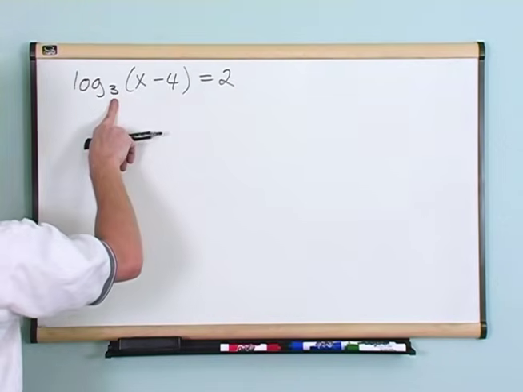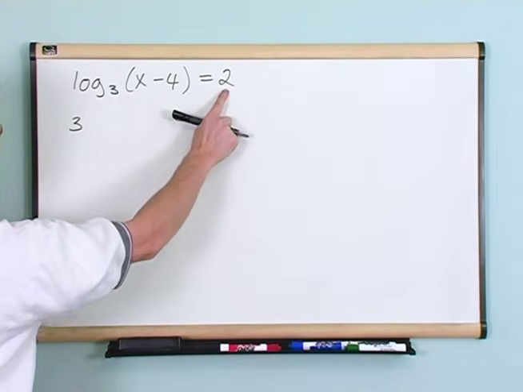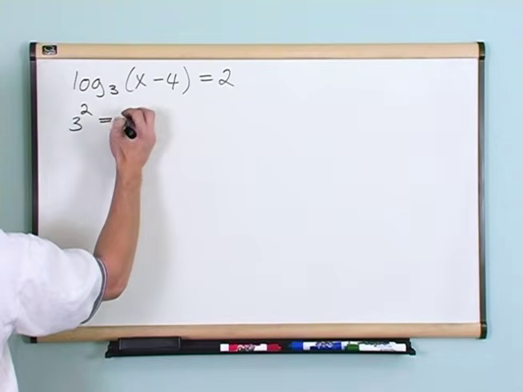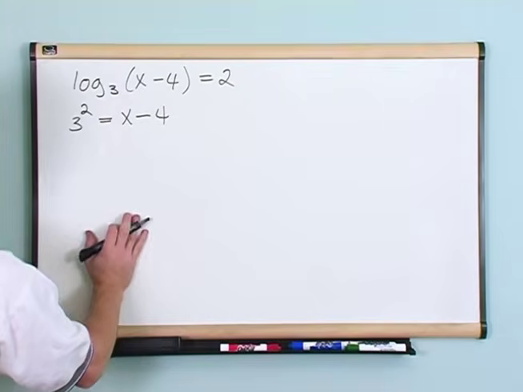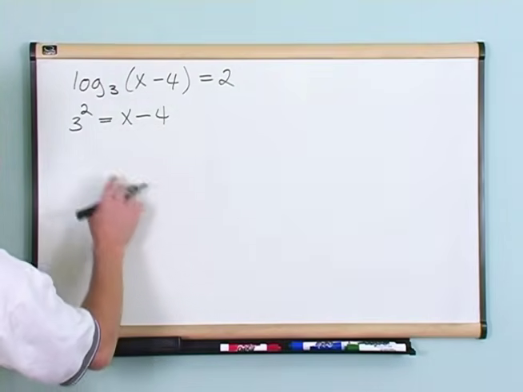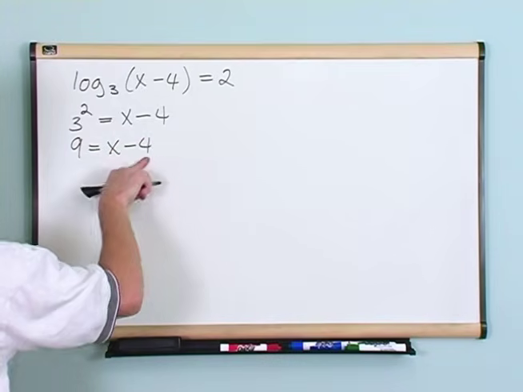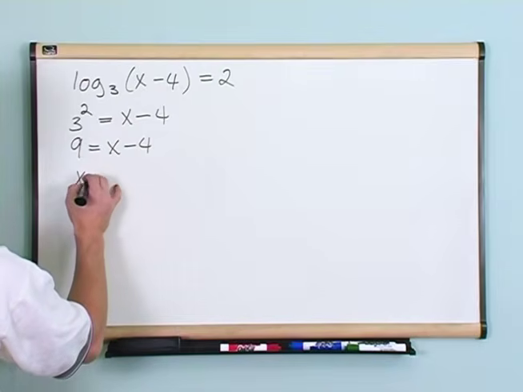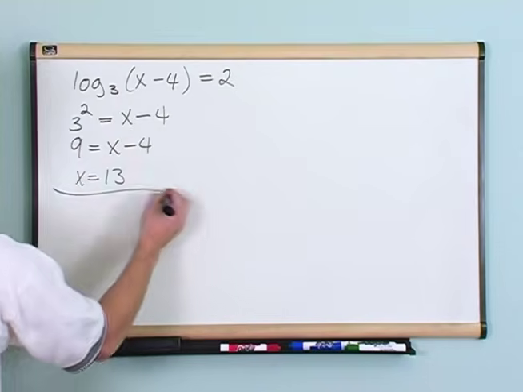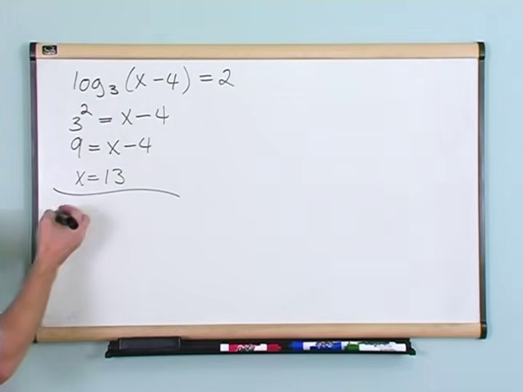So how do we use that? Well, if you start at the base, just like we did before, 3 to the whatever power over here on the other side of the equal sign equals whatever's left over here, x minus 4. That's not that bad. Start at the base, raise it to the power over here equals this. 3 squared is 9 equals x minus 4. I'm going to move 4 over here, so x is just going to equal 13. Not too bad. Start at the base, go over here, equals this. That's what the log means.